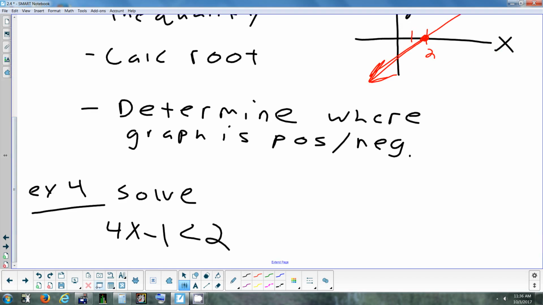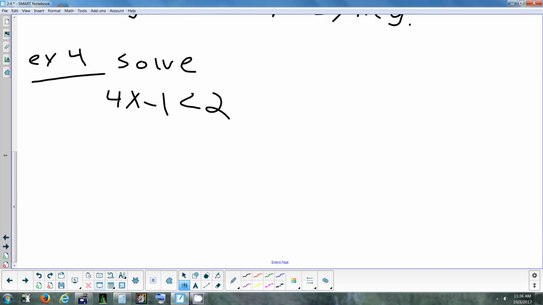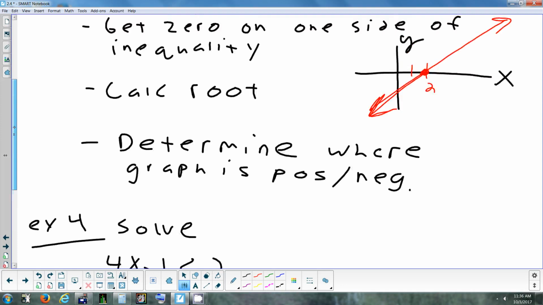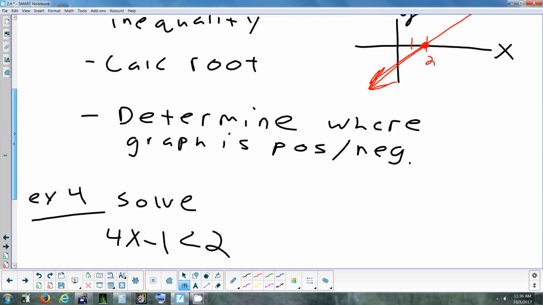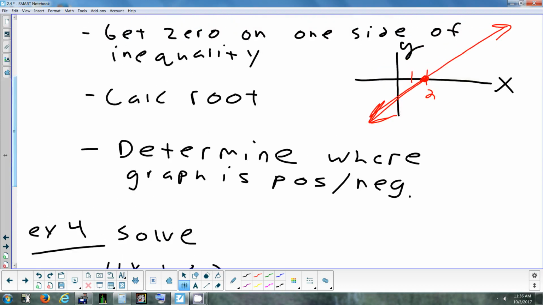Okay, so let's try this one. Is the root always on the x-axis? The root is always on the x-axis, yep. Every line except a line that's horizontal will always cross the x-axis somewhere. But if it's horizontal, it might not.